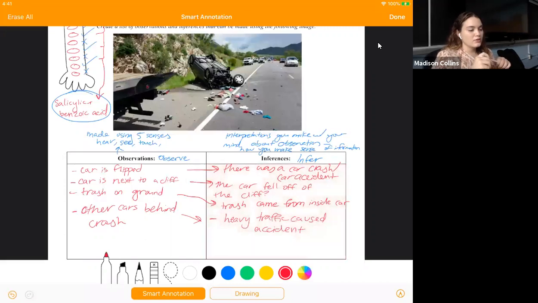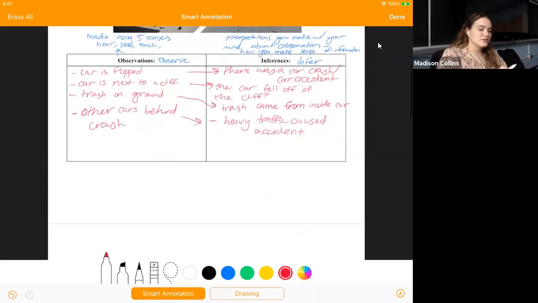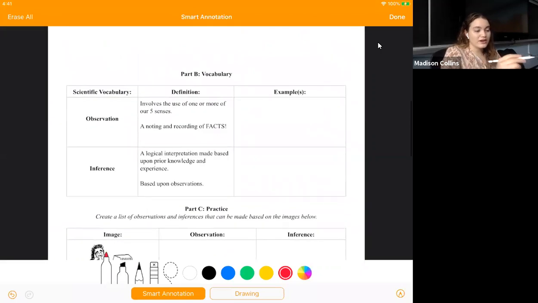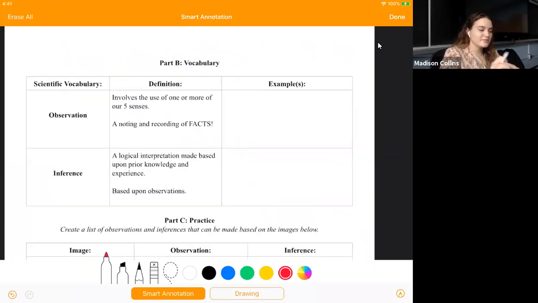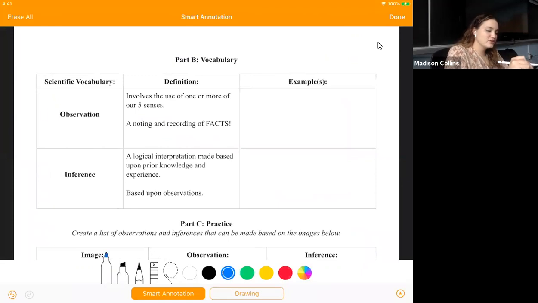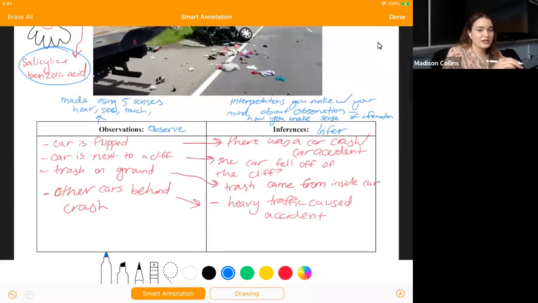All right. So once again, observations are something that you can make using your five senses. And inferences are interpretations you make based on those observations. Okay. So we're going to move now on to vocabulary, where it's actually summarized what I just said. So 2 words that you absolutely need to know are observations and inferences. And as we just figured out, observations involve the use of one or more of your 5 senses. And this is going to be a noting and recording of facts. All of these observations are factually true. They're things that we see happening, okay?